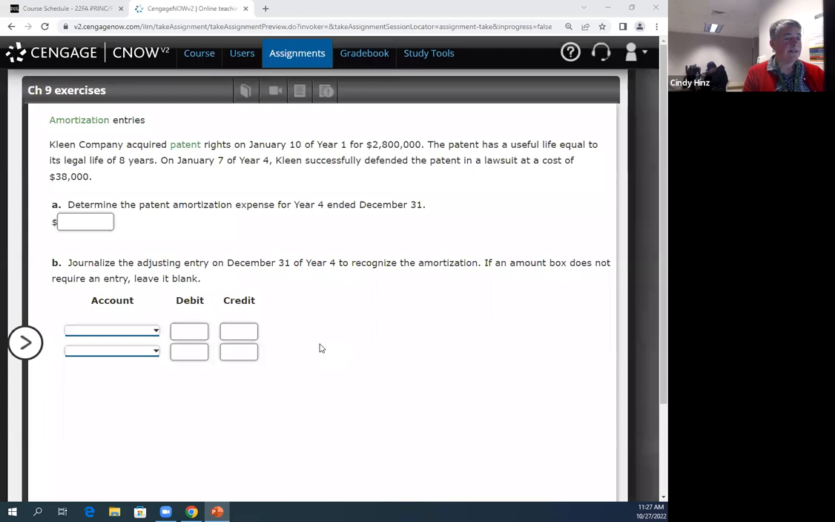So I'm going to hold on to that last sentence for a moment, and let's go to letter A. Determine the patent amortization expense for year 4 ended December 31st. Oh, wait, here. Sorry, I need to read that sentence. I thought it was for year 3. On January 7th of year 4, Clean successfully defended the patent in a lawsuit at a cost of $38,000. So I think the easiest way for us to do this is for me to put a T account here on the screen for the value of that patent.